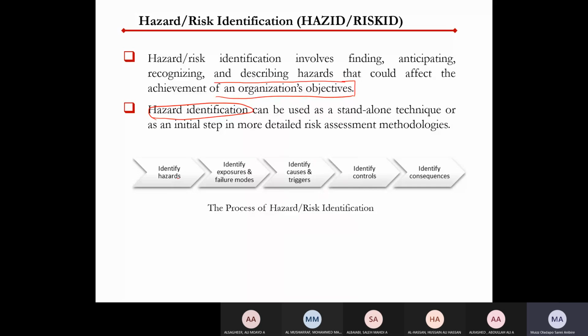Now, the process of hazard analysis identification, first of all, is to identify hazards, exposures, and failure modes. How could people be exposed to these hazards? What are the ways, the failure modes that could occur? Causes and triggers. What could trigger these hazards? Okay. Controls that are available in place, and then the consequences of these hazards. All right. So this is one particular process of a hazard analysis.